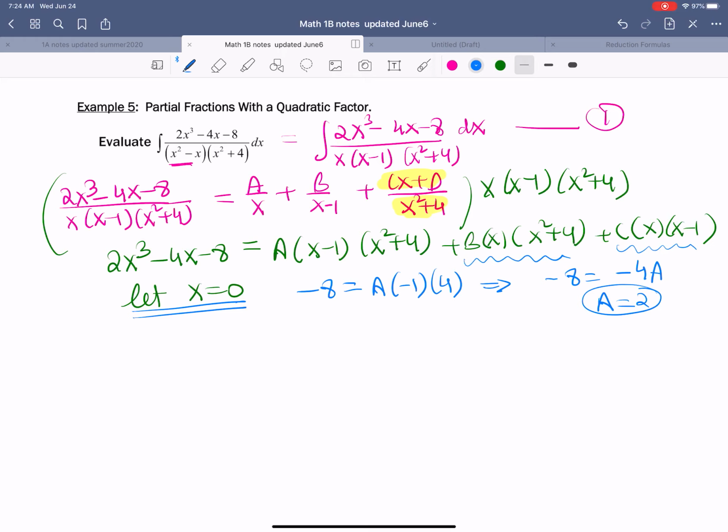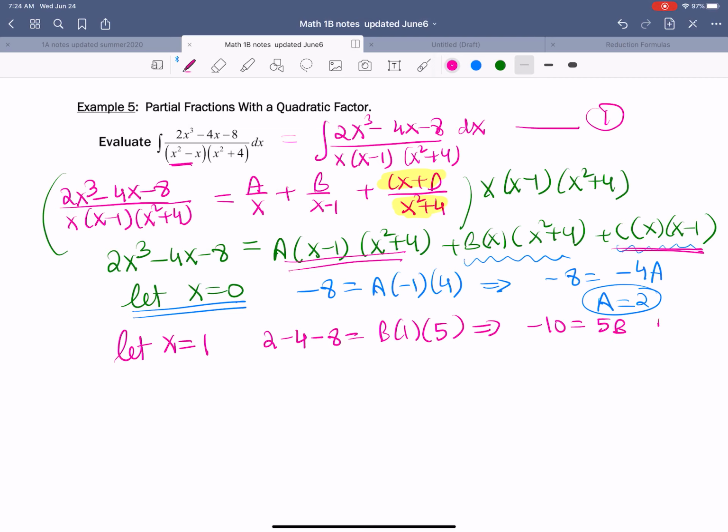Okay, now I'm going to let x be positive 1. The benefit of that, all the factors that contain an x minus 1 factor in there will turn into 0. So if x is positive 1, I have 2 minus 4 minus 8. A and c will both go to 0, but we will have b left over. 1 squared plus 4 is 5. So 2 minus 4 is negative 2. Negative 2 minus 8 is negative 10 equals 5b. B comes out to be negative 2.